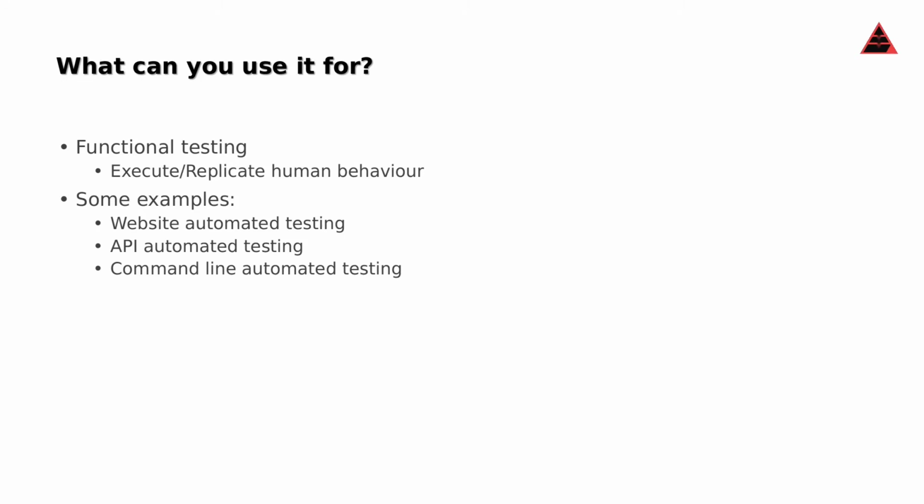What can you use behat for? So functional testing is what we're looking at when it comes to behat automation. We are trying to execute and replicate human behavior, or sit as close as possible to human behavior where we can, because humans are expensive and machines do it cheaply, and also machines don't make assumptions like humans do when it comes to repetition of the same tests over and over again. So some examples of that would be website automated testing, API automated testing, and command line automated testing.